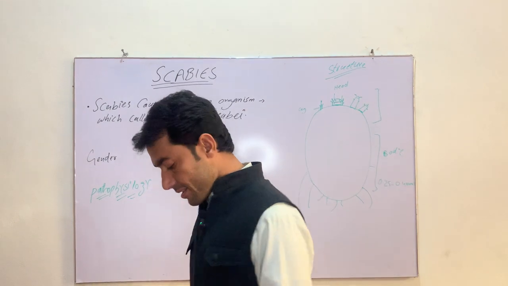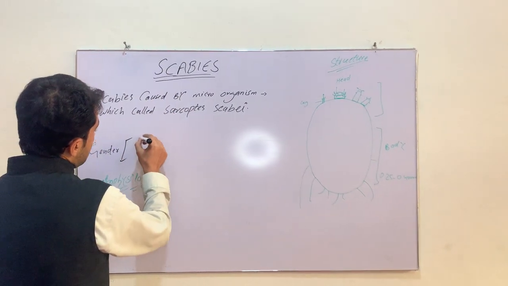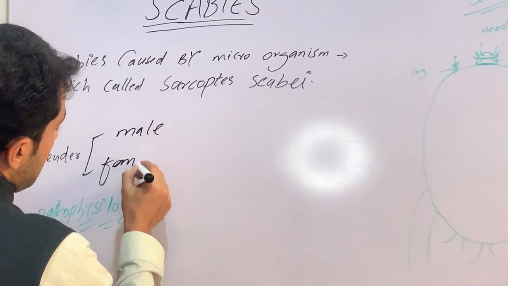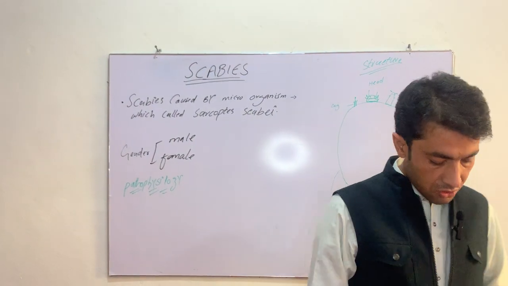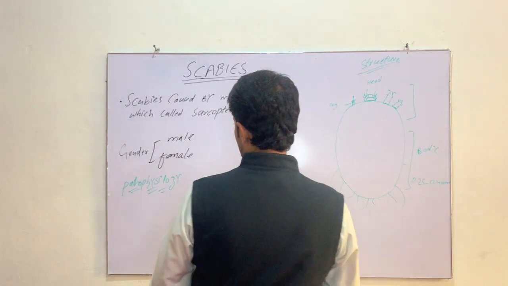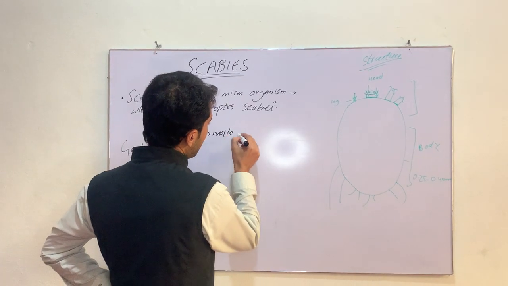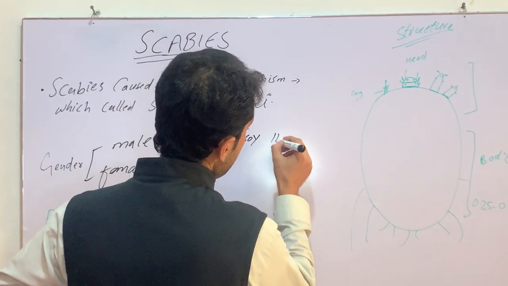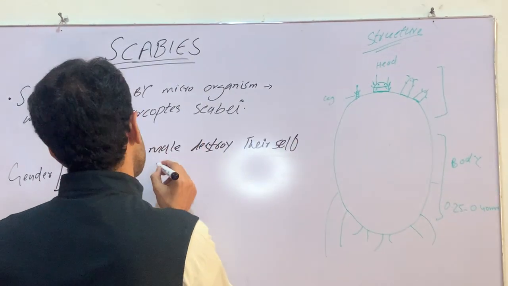There are two types of Sarcoptes scabiei, male and female. The male is destroyed. The male destroys itself after fertilization.